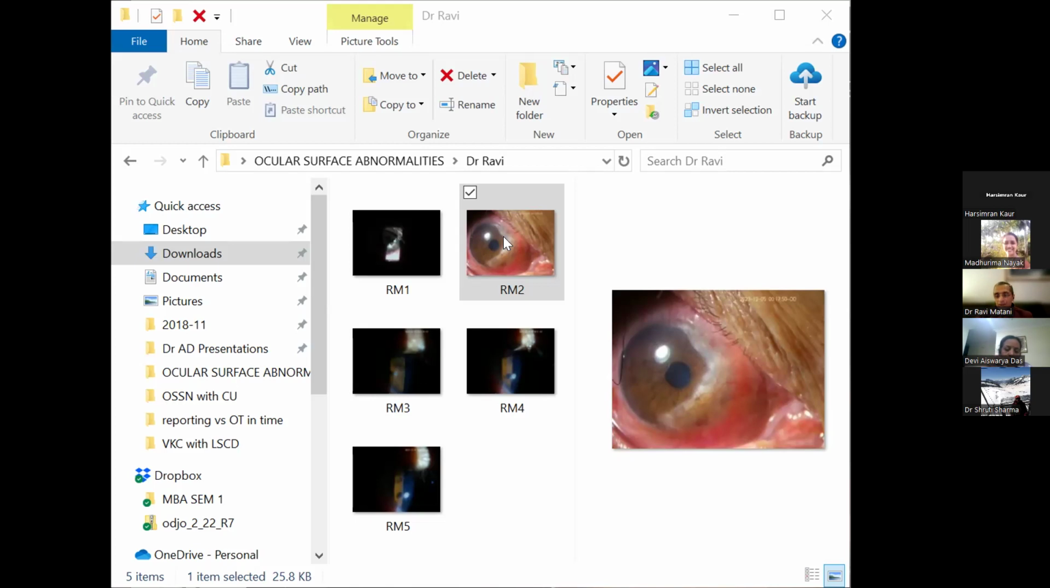I mean, minimal compared to the dramatic improvement I have seen with other patients where it is very localized, like what I saw in the first picture. So is it an OSSN?